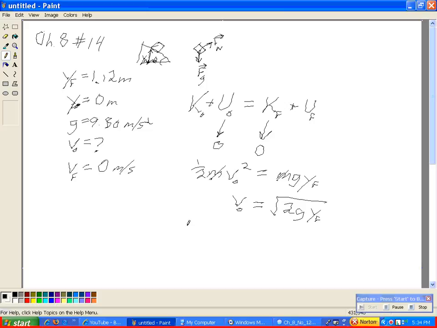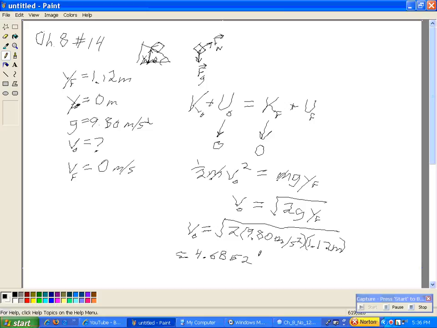We plug in the numbers. So the square root of 2 times 9.8 meters per second squared times the final height, which is 1.12. So what that comes out to is 4.68296149 meters per second.